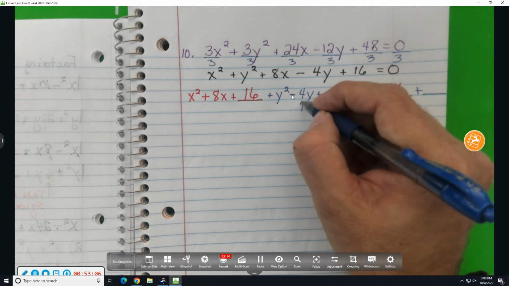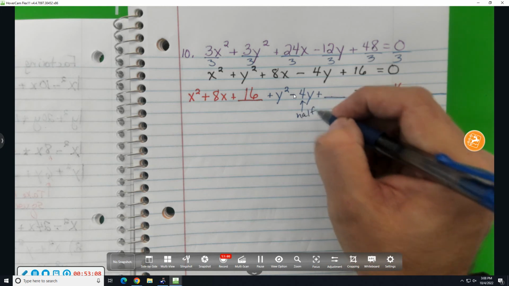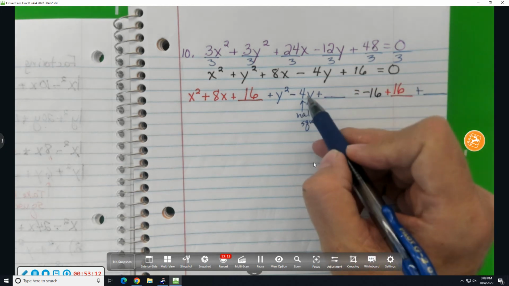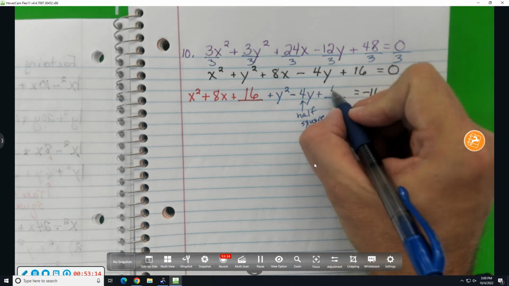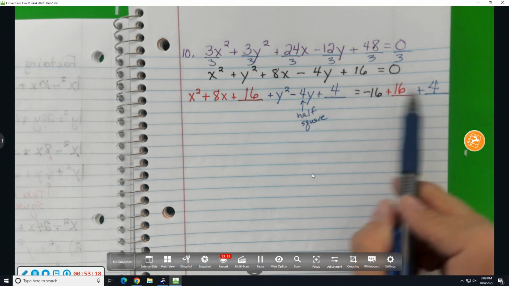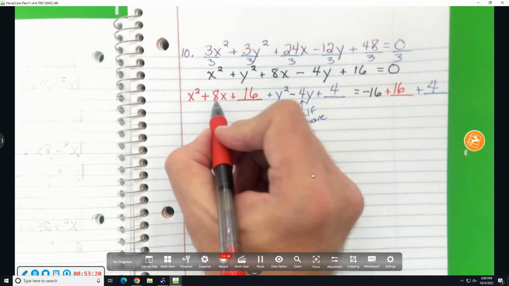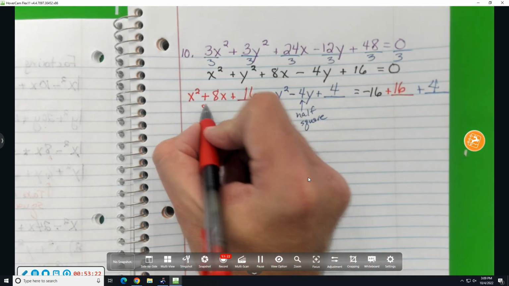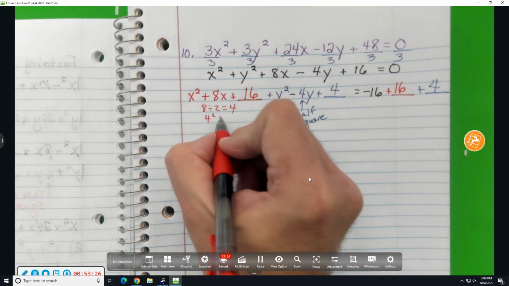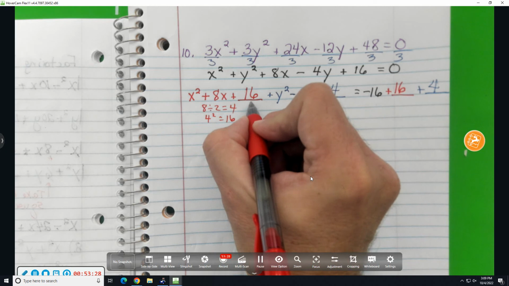That minus sign there is important because that's what's going to be in the parentheses when you factor it in a moment. Half of 4 is 2. 2 squared is 4. Is it clear where we're getting these numbers in the blank? Right here, you take half of 8 and then square it. That's where that 16 is coming from.